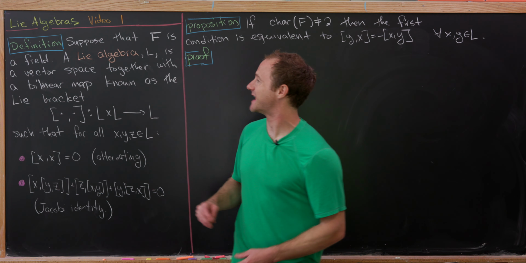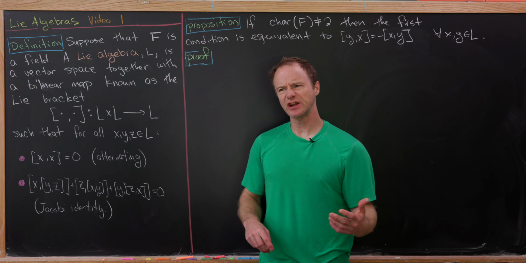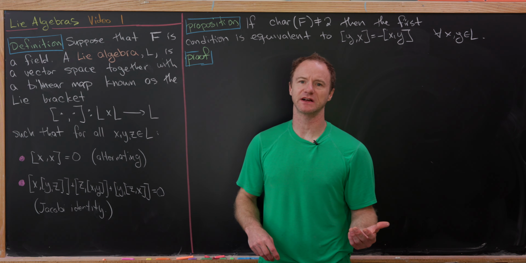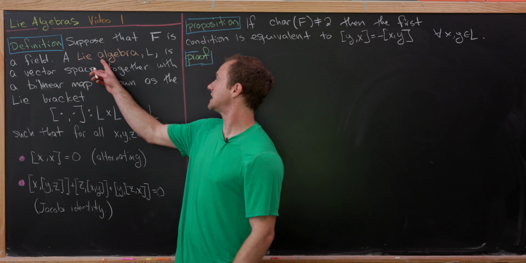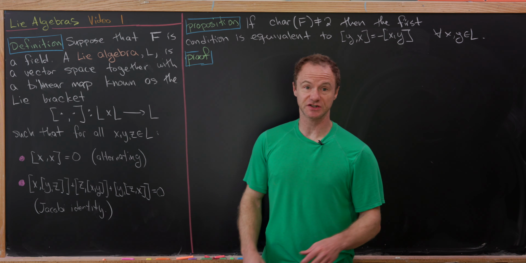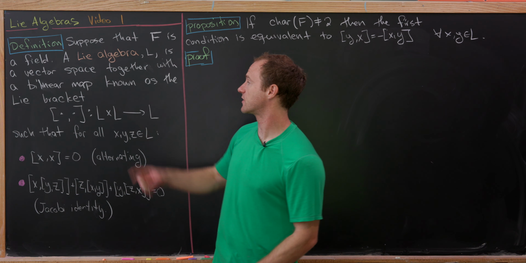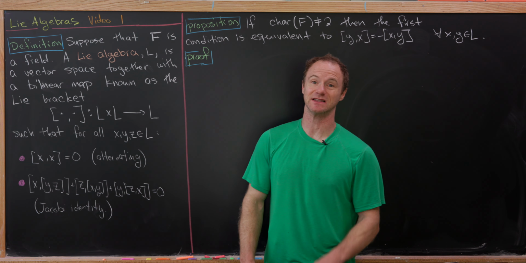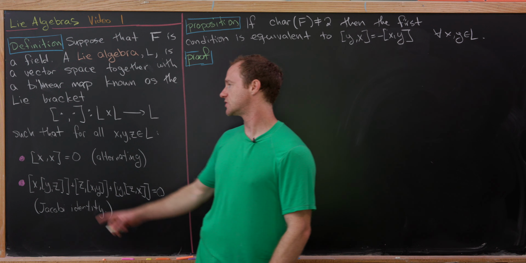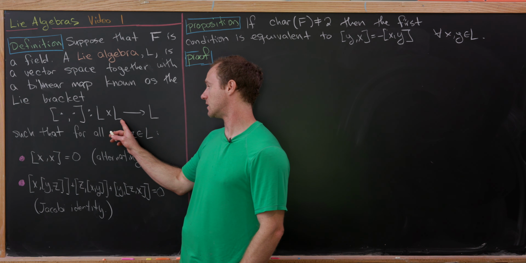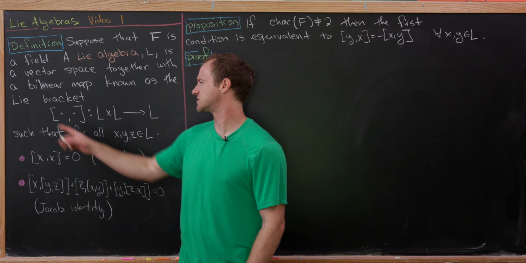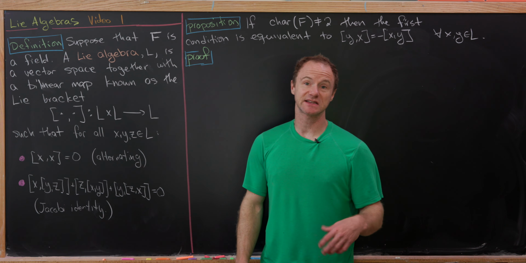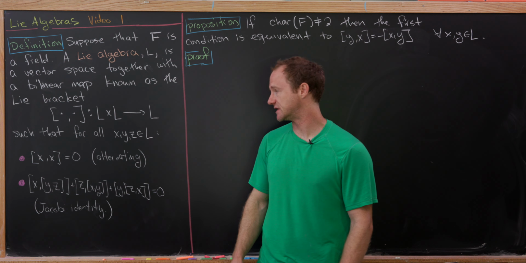So let's suppose that F is a field. Generally, we'll take F to be the complex numbers, although sometimes we'll take it to be something else. So a Lie algebra L is a vector space over this field together with a bilinear map known as the Lie bracket. And so that takes two elements from L and gives us a new element from L. And the notation is this right here. And it's got to satisfy a couple of conditions.